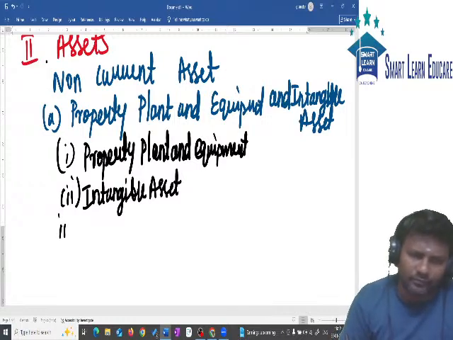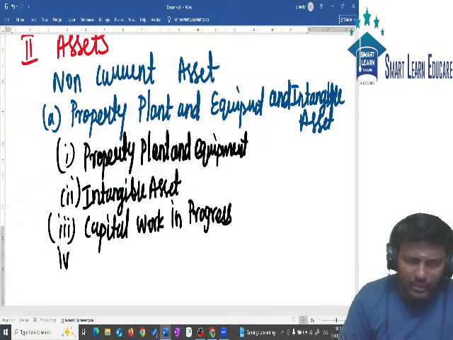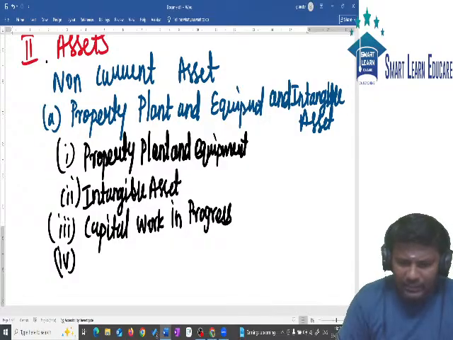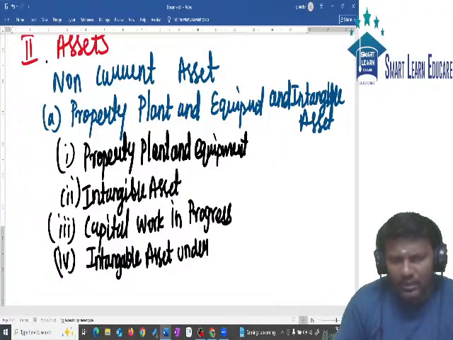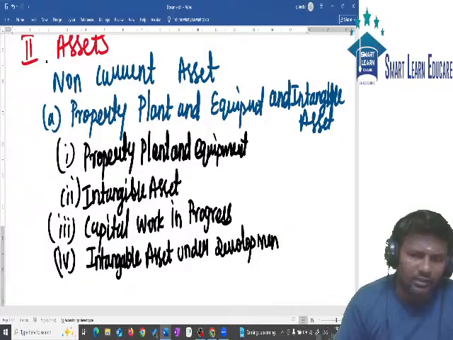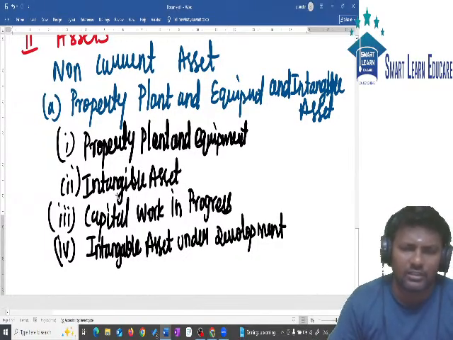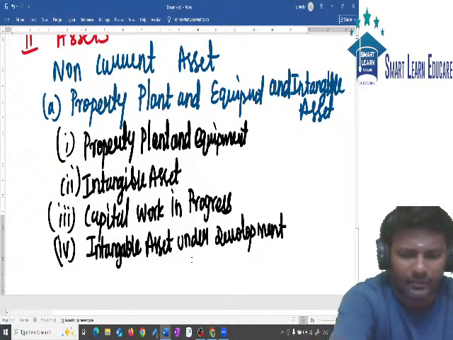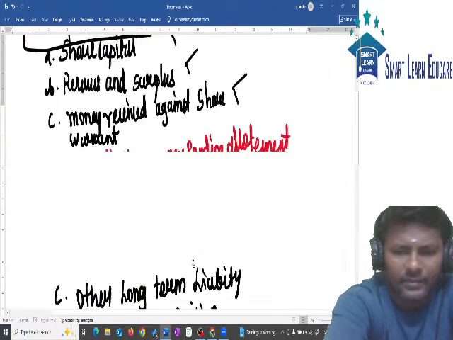Third one, capital. Fourth one, intangible asset under development. Still it doesn't qualify as an intangible asset, so that is called intangible asset under development.